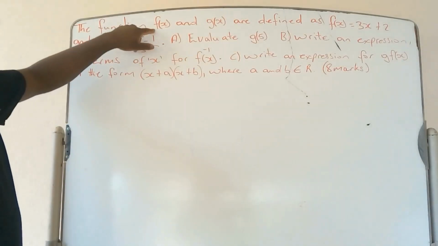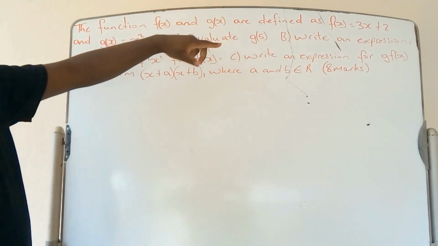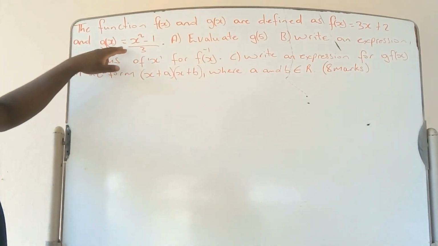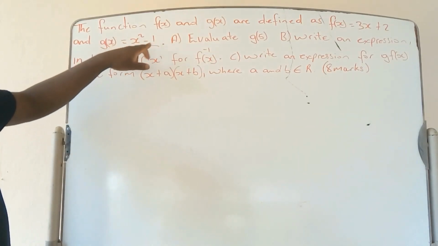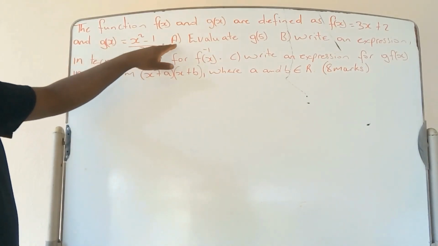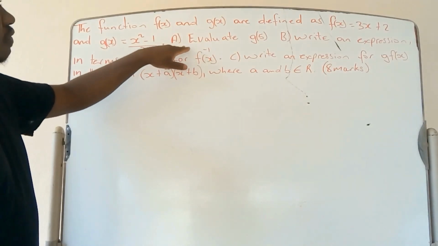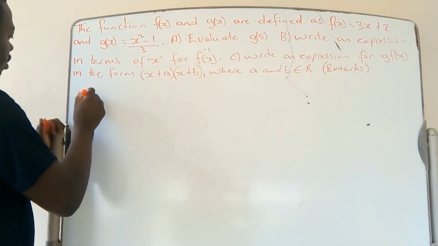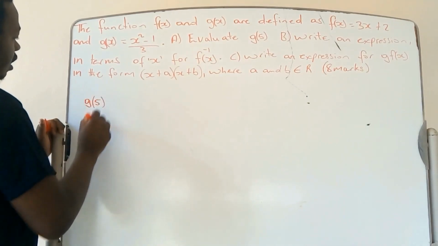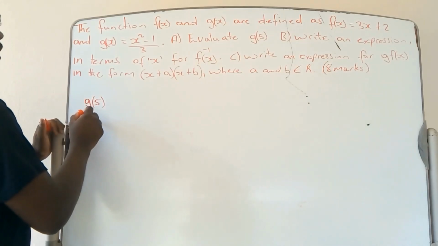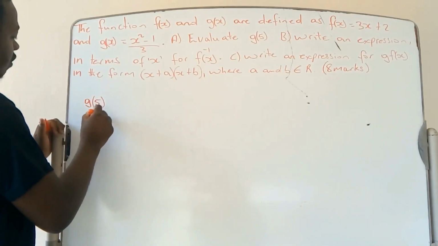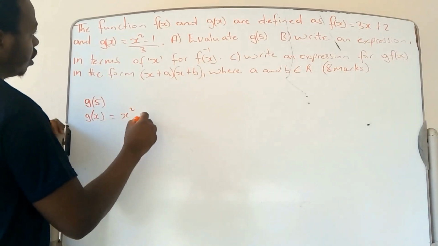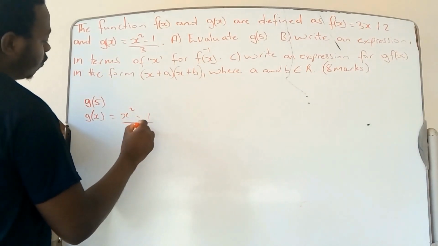The functions f of x and g of x are defined as f of x equal 3x plus 2 and g of x equal x squared minus 1 all divided by 3. Evaluate g of 5. So we want to find g of 5, right? That means we need the function g of x. So g of x is equal to, we know, x squared minus 1 all over 3.